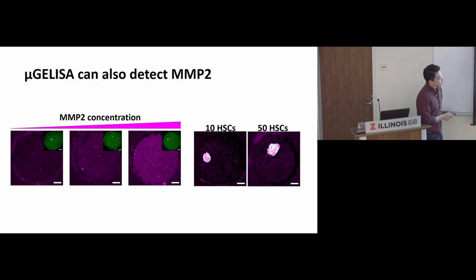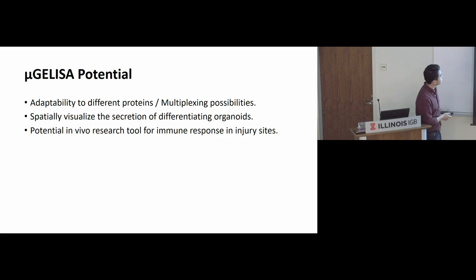And also with cell-secreted MMP2, you can see differences in the intensity depending on the size of the cell spheroid.